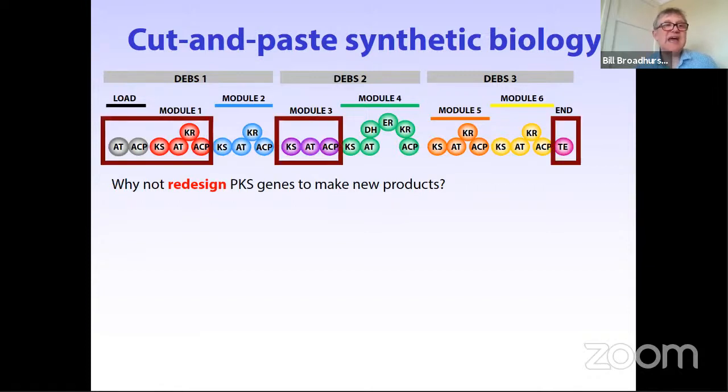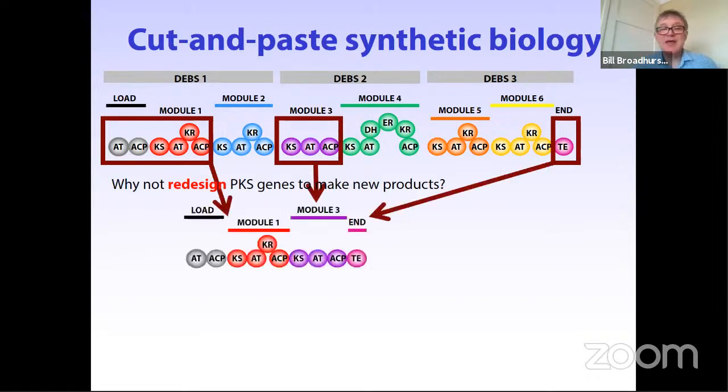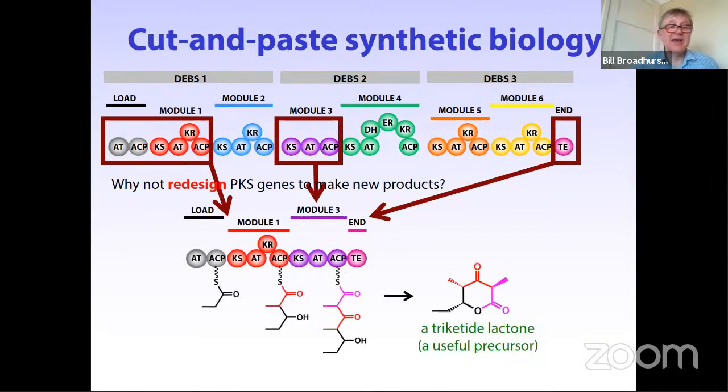So, for example, what would happen if we take the DNA for the loading domain and the first module of DEBS1 and fuse that to the DNA from the first module of DEBS2 and then finish off with the substrate release domain from the end of DEBS3? That ought to make a totally new factory enzyme that might be able to synthesize a totally new natural product. And amazingly, this experiment actually works. It really does produce this predicted chemical compound. But unfortunately, the yield of that chemical compound is disappointingly low.